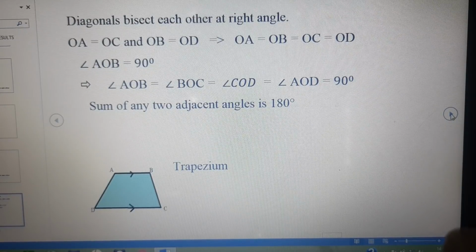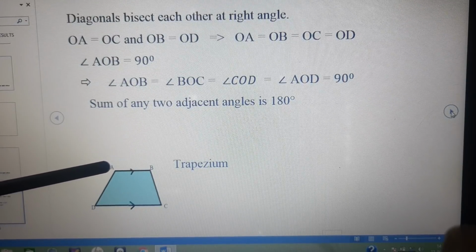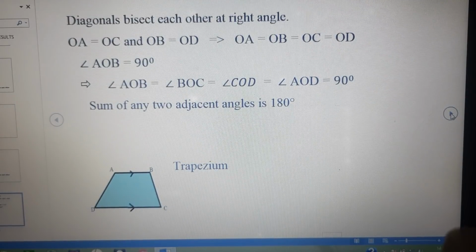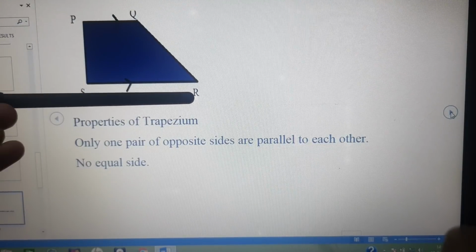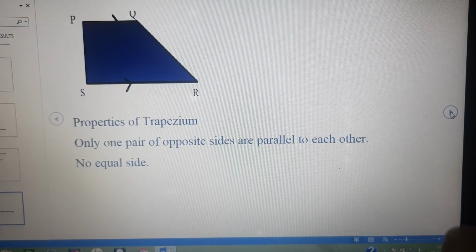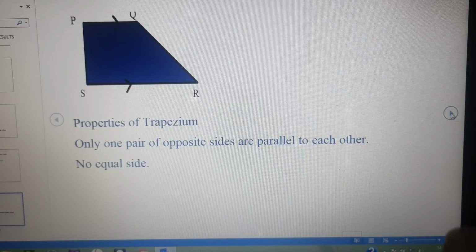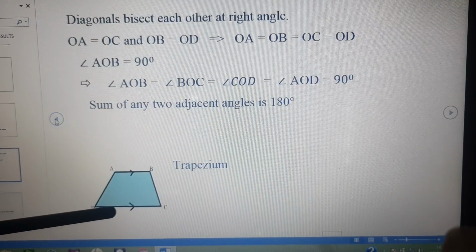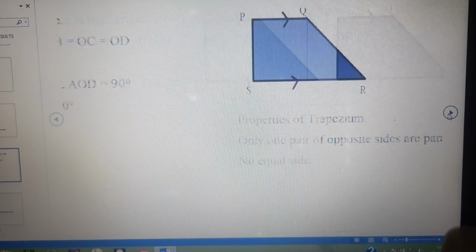Another quadrilateral is a trapezium. In a trapezium, we have four sides and we have a single pair of parallel line. It means PQ is parallel to SR, but other two sides, they are not parallel and no side is equal. No side is equal. Are you getting it? Trapezium can be of this shape also. Trapezium can be of this shape also.